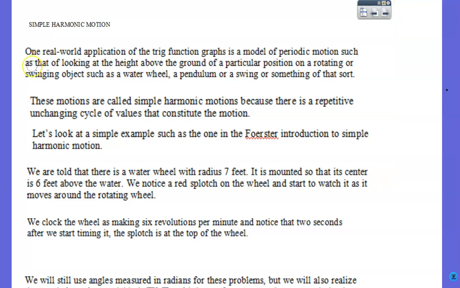So one real world application for modeling periodic motion is looking at the height above the ground of a particular object. And that object could be swinging, it could be a water wheel, a pendulum. We'll look at those kinds of things in a minute.